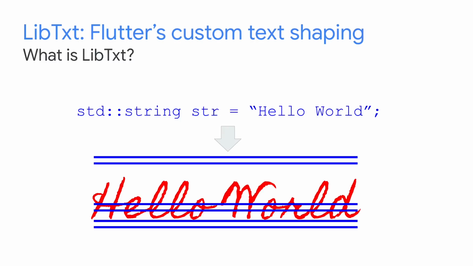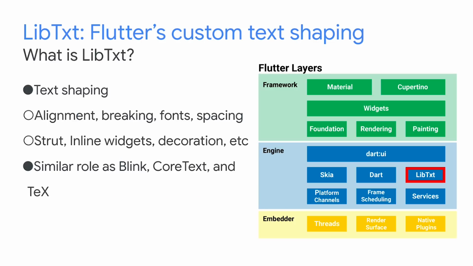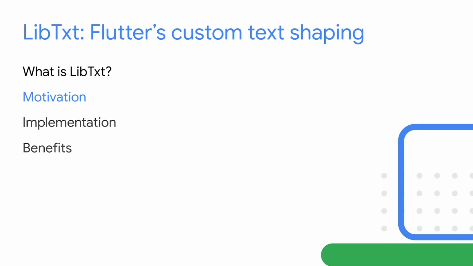It can also add all sorts of crazy decorations, fonts, and colors. If you take a look at the layers diagram again, you see that LibText lives in the engine layer, highlighted in blue, and LibText is circled in red right there. Right above it is Dart UI. So Dart UI exposes LibText's C++ API for the framework to use. LibText is similar to Blink, Cortex, and Tech, if you're familiar with those frameworks.